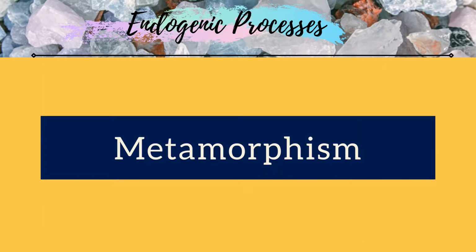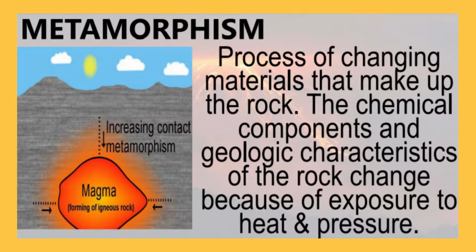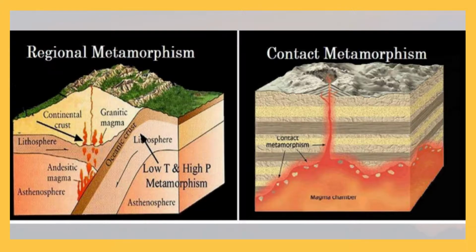The next endogenic process is metamorphism. When we say metamorphism, this is the process of changing the materials that make up the rock. The chemical components and geologic characteristics of the rock change because of exposure to heat and pressure. This time, heat is not only considered but also exposure to high pressure. Now, there are types of metamorphism as shown. We have here the regional metamorphism and the contact metamorphism.